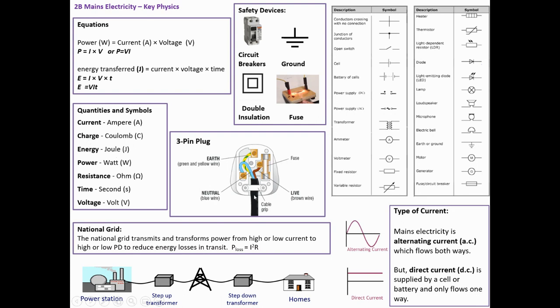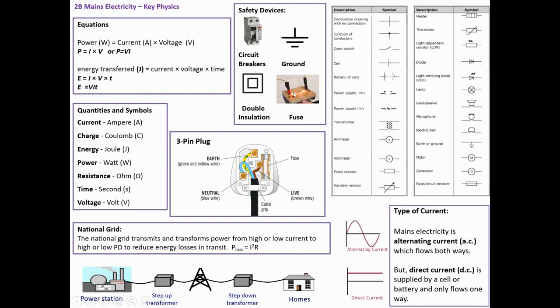We need to know about the 3-pin plugs, so the earth wire, the green and yellow, the neutral, the blue, which stays neutral, the live, which oscillates as an alternating current between plus or minus 325, but is actually a DC equivalent of 230 volts at 50 hertz. And we've got a fuse. We need to know about what fuses do, the structure of the plug and the materials it's made of.